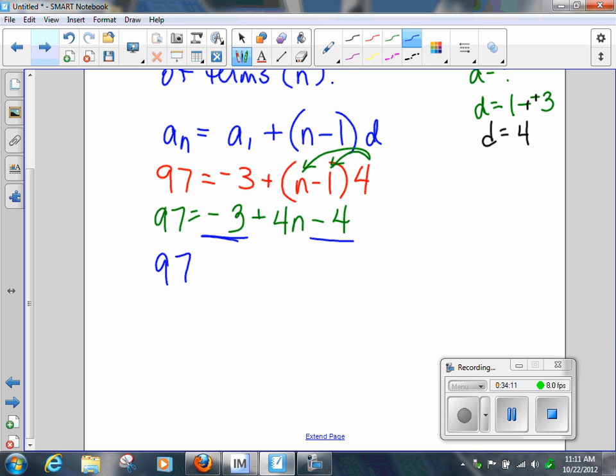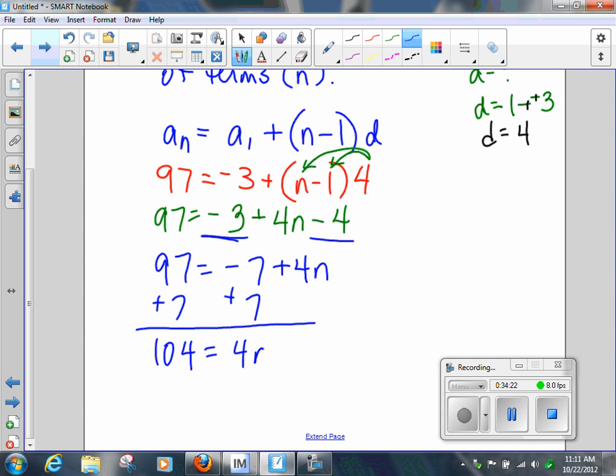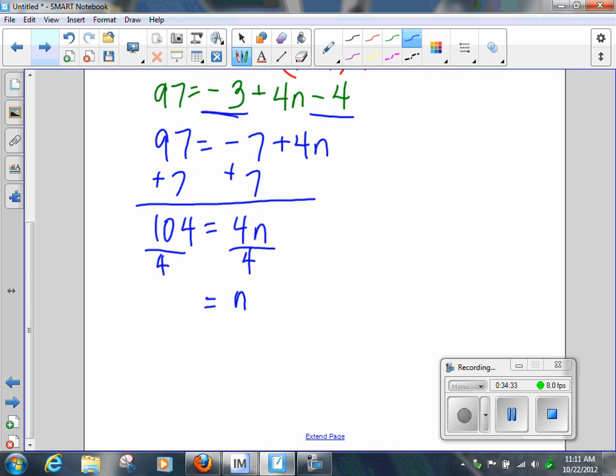And I'm going to get 97 equals -7 plus 4n. Add 7 to both sides. Do I get 104? Yeah. Divide by 4. How much is it? 26. Hey, did we solve for what we needed to? Yes, you're fine. It's the same. It's the inverse of what I did.